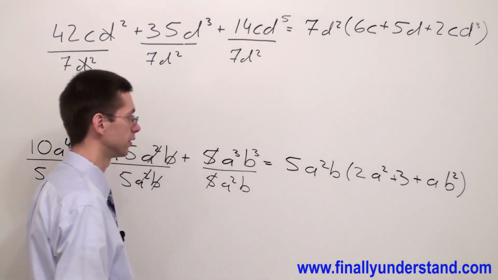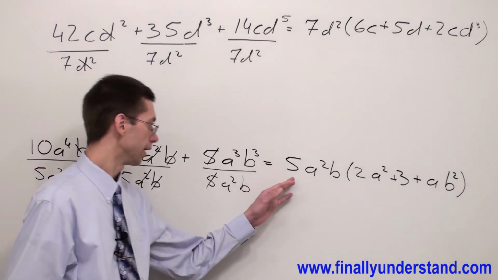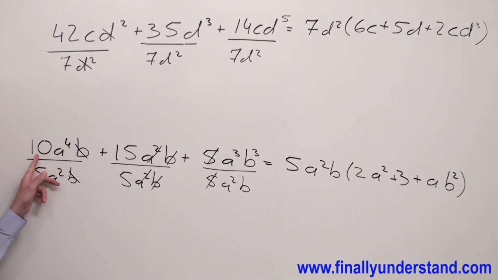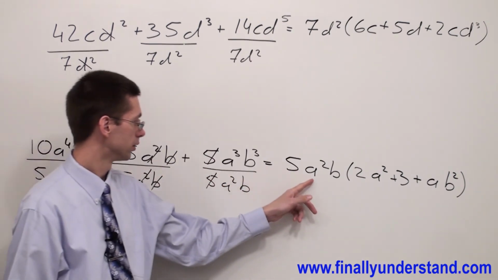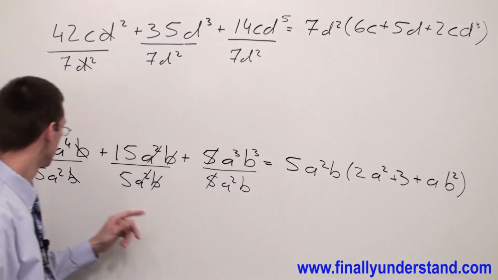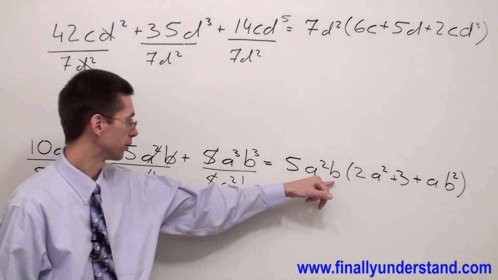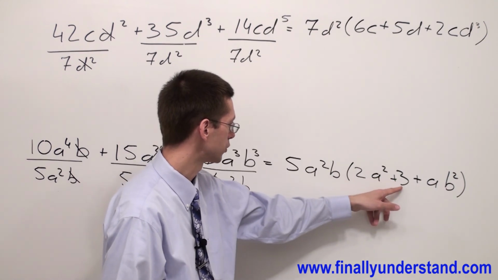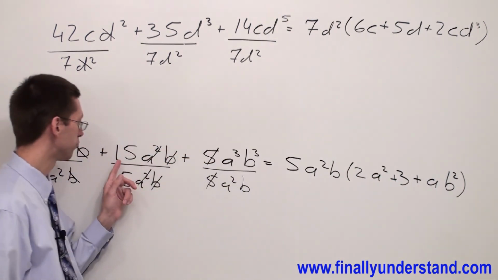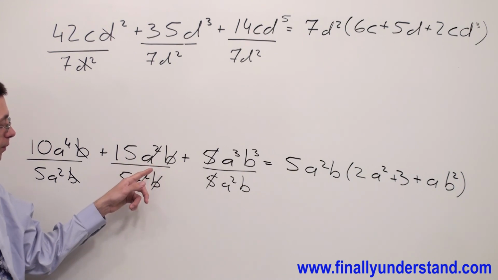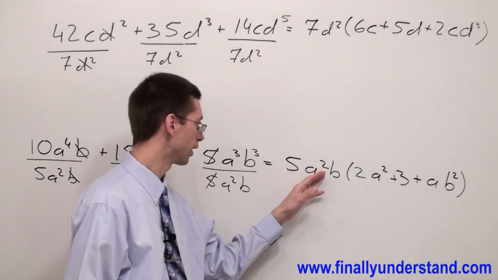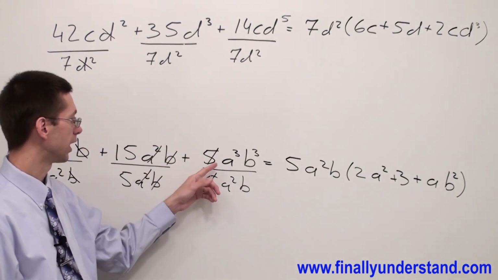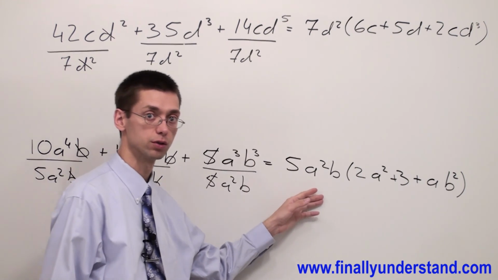Let's verify if this is the correct answer. 5 times 2 gives me 10. A to the second power times a to the second power gives me a to the fourth. And I have to copy down b. 5a squared b times 3 gives me 15a squared b. 5a squared b times ab squared is 5a cubed b cubed. This is the solution to my problem.